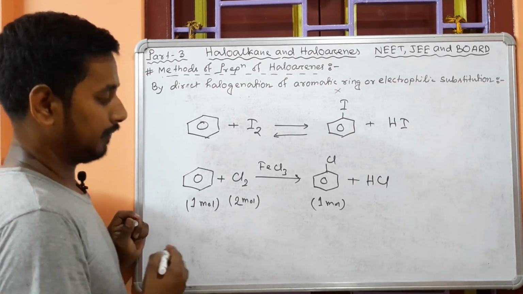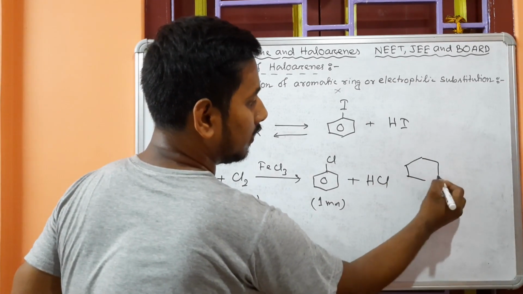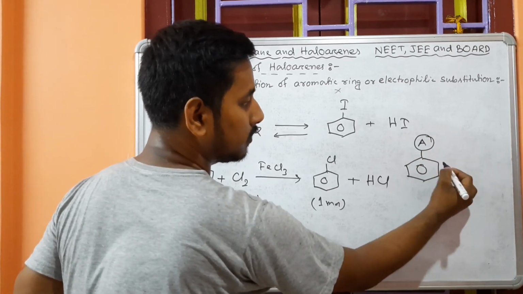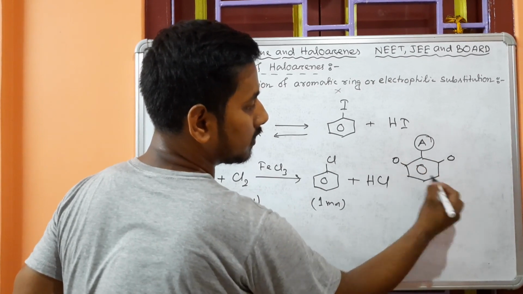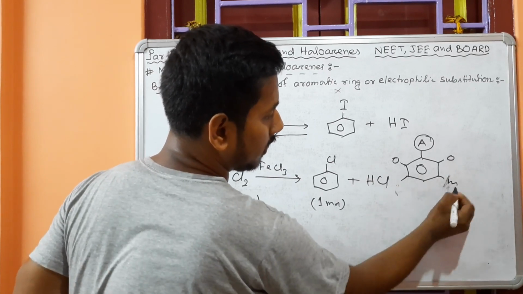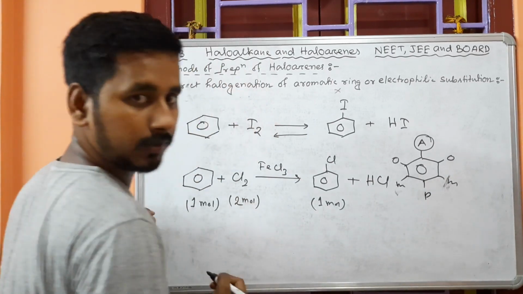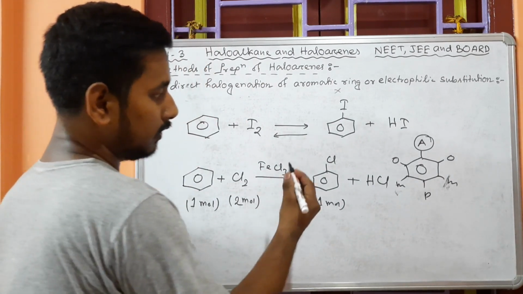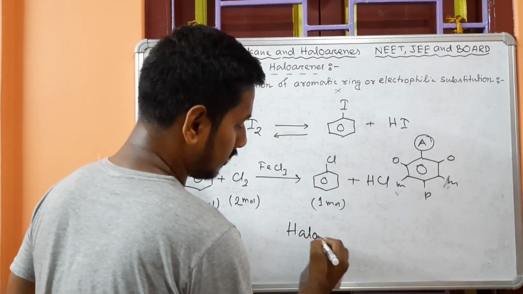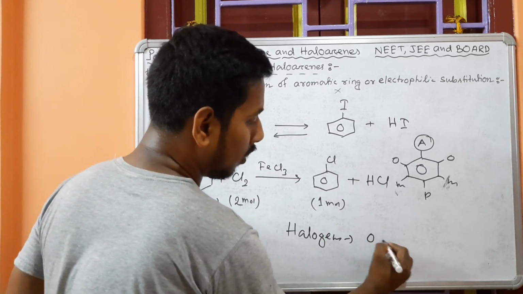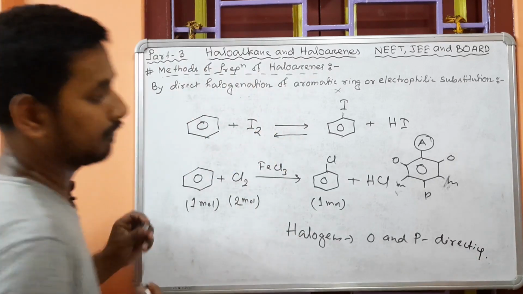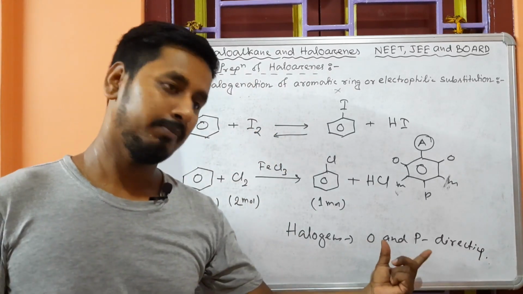You remember one thing, okay? This is your benzene ring. If any group is present here, then with respect to it these two positions are the ortho positions. These two positions are the meta positions, and this is your para position. Okay, now you know that chlorobenzene, not only chlorine, halogens are ortho and para directing. You remember this thing, halogens are ortho and para directing.